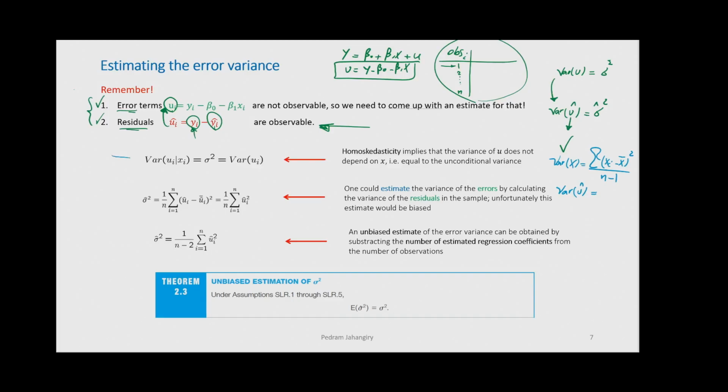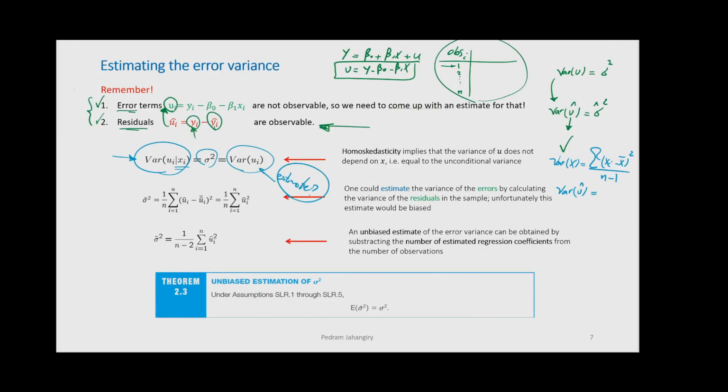So the first one basically says that this is the homoscedasticity assumption. The variance of u given x is constant and it's equal to the variance of u. So it says that the conditional variance is equal to the unconditional variance. Regardless of the value of x, the variance of u is going to be the same, right? And you want to estimate this number. That's the goal.